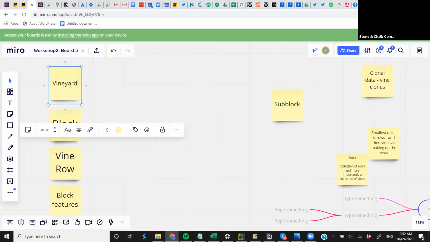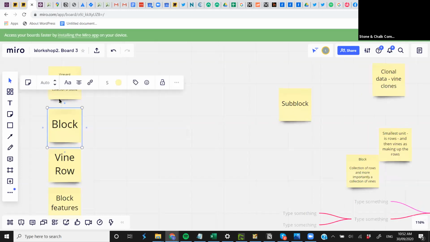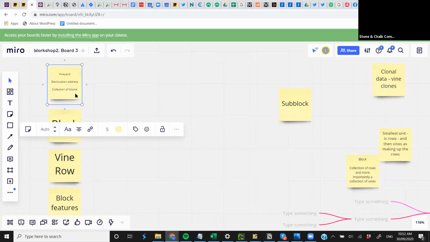So vineyard, what defines a vineyard? I'll just start this off. So we had a geolocation address, which was the front gate. Address. Anything else? At its simplest, it's a collection of blocks. Yep, that's great. The property boundary. Yep. Property boundary.